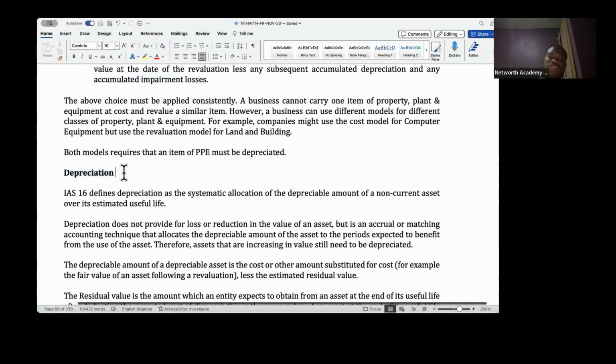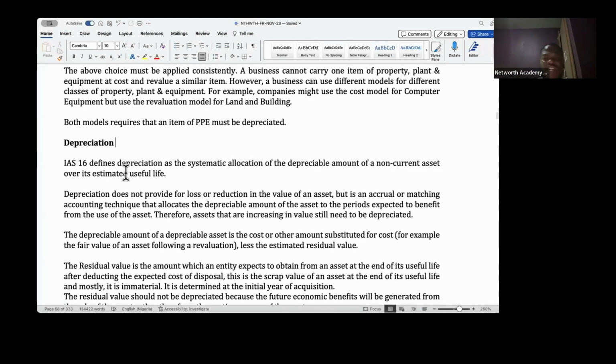Now I'm sure that everybody in this class knows about depreciation, and you all have one idea or the other. But if the idea you have is that depreciation is the loss in the value of an asset, or depreciation is the reduction in the value of an asset, please, I beg of you, perish that idea. Erase that idea from your mind. Depreciation is not reduction in the value of an asset. Depreciation is not loss in the value of an asset. It is far from it. It is so far from it. So let's erase that first.